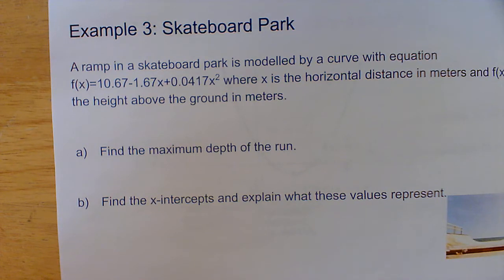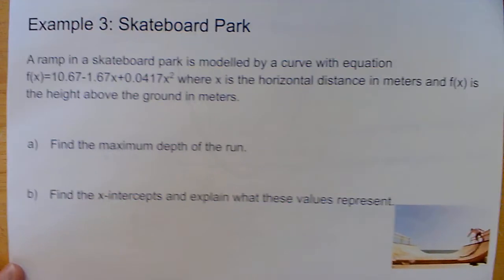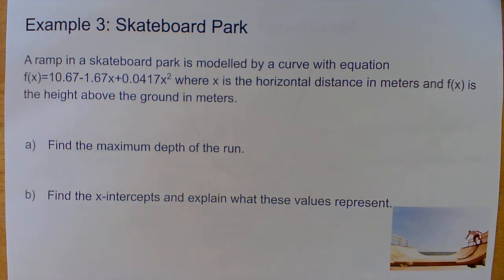We have this one and one more. So we have a skate park. A ramp in a skateboard park is modeled by a curve with the equation f of x equals 10.67 minus 1.67x plus 0.0417x squared, where x is the horizontal distance in meters and f of x is the height above the ground in meters. Find the maximum depth of the ramp and find the x-intercepts and explain what these values represent.